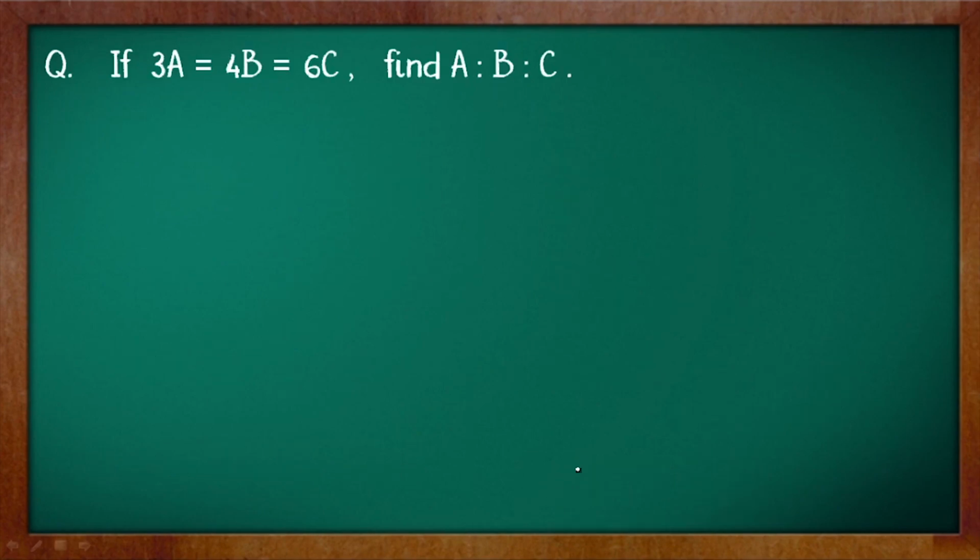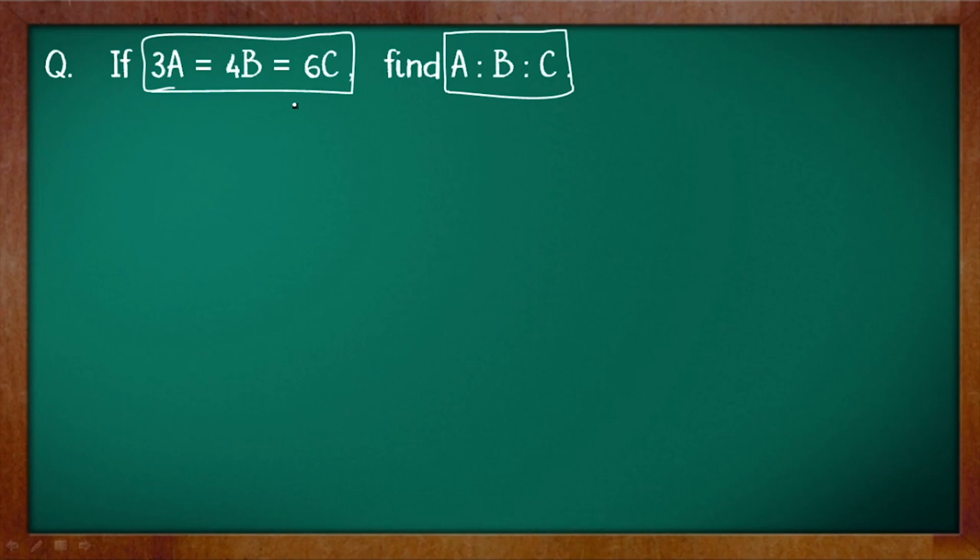Next. Okay, so the next question says, if 3A is equal to 4B is equal to 6C, we have to find the ratio of A is to B is to C. Okay, so here three variables A, B and C are interrelated with an equality sign. Okay, they are equal in between.